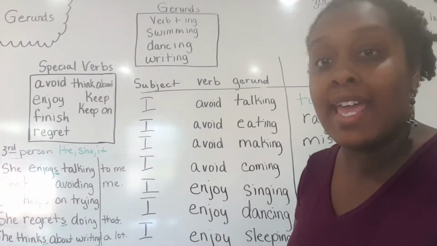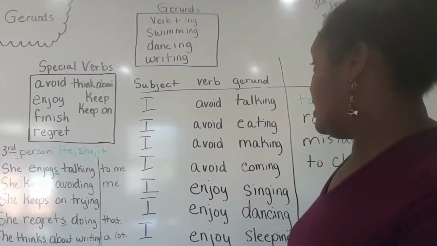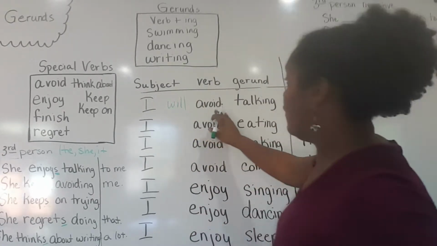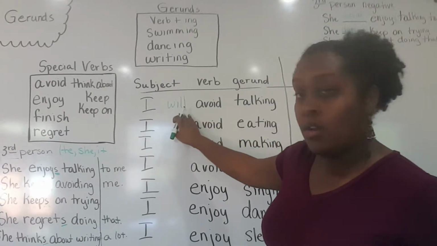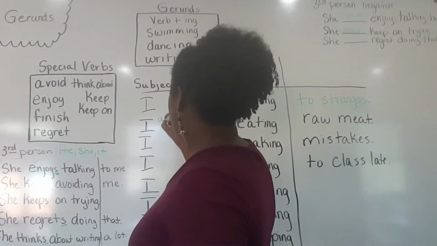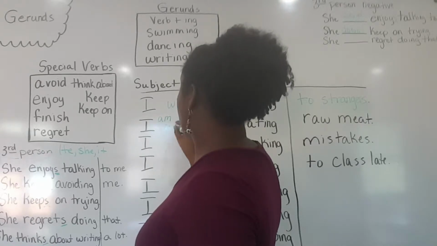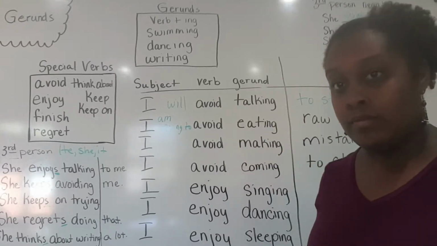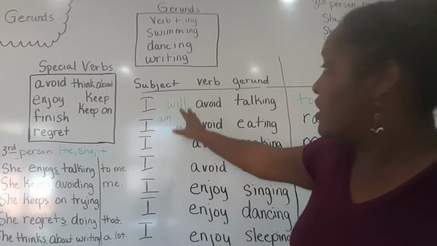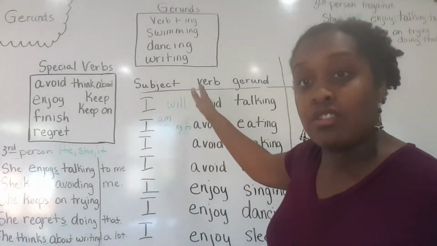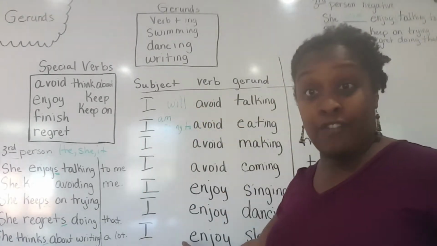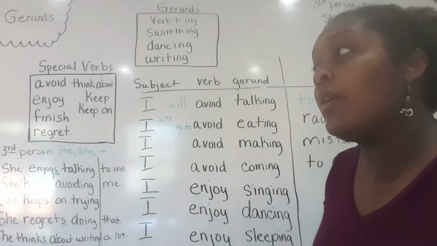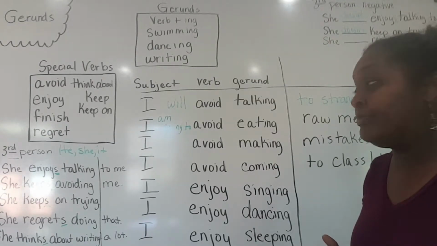Now, let's look here. All you do to make it a different tense is, if you want it to be future, you will say, I will avoid talking. Or, I am going to, and remember, we say I'm gonna avoid eating. Okay? So basically, we just put this little middle in between your subject and your special verb. You're going to put it there if it's negative, or if it's future, right in the middle.